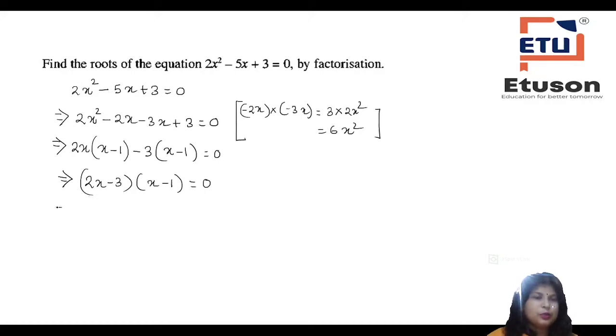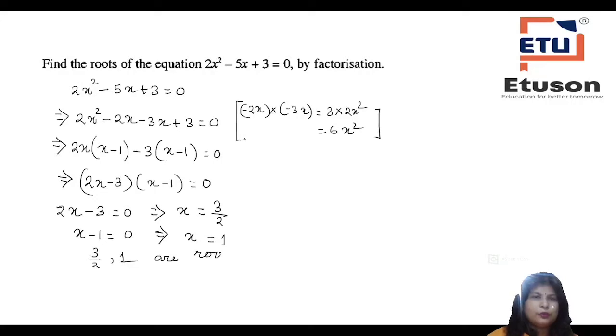So from this what you get? You get 2x minus 3 is equal to 0. It implies one of the roots is x is equal to 3 divided by 2. Similarly, if you take x minus 1 equal to 0, it implies x will be equal to 1. Correct or not? So here 3 by 2, comma 1 are roots of the equation, or zeroes of the quadratic polynomial.